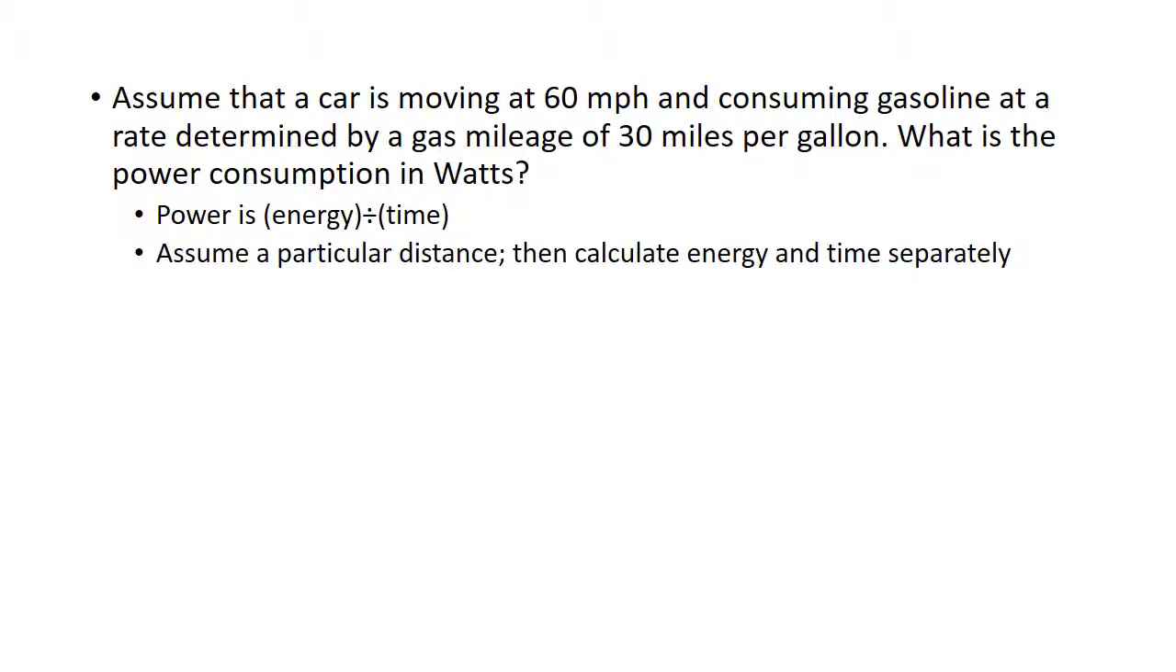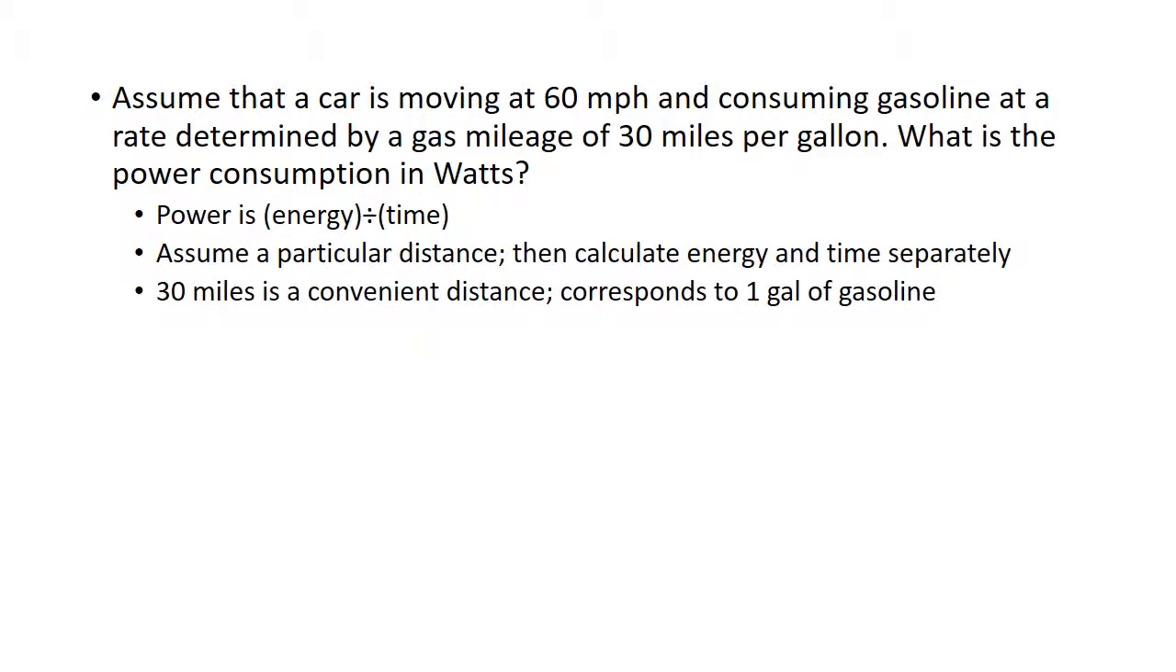In this problem, it's convenient to just assume a particular distance. Then we calculate energy for that distance and the time for that distance, and we divide and we get the power. In the end, it doesn't matter what we assume for that distance or for that time. We're going to get the same thing for power. It's convenient to assume 30 miles because 30 miles corresponds to exactly 1 gallon of gasoline.